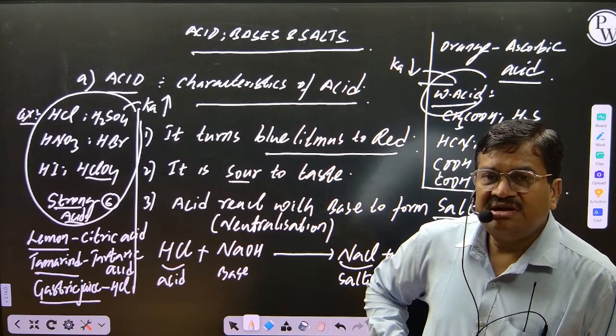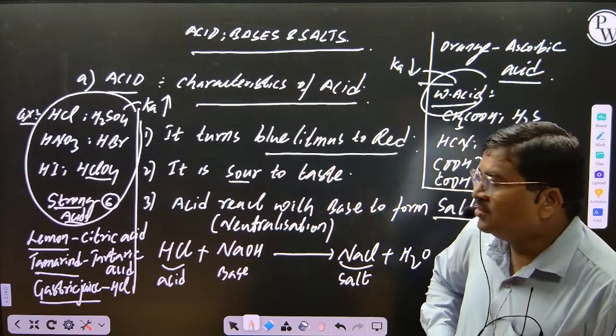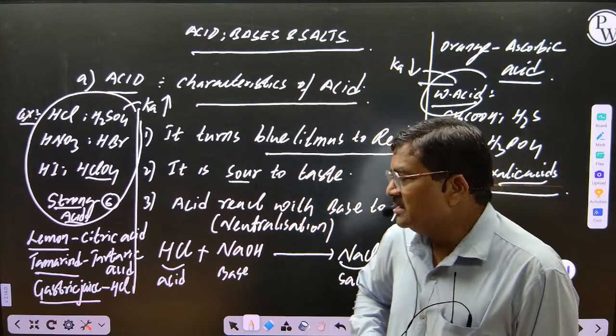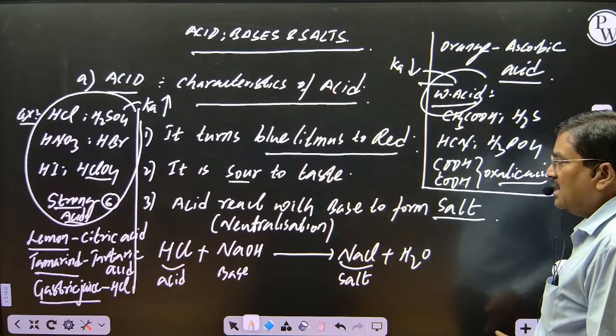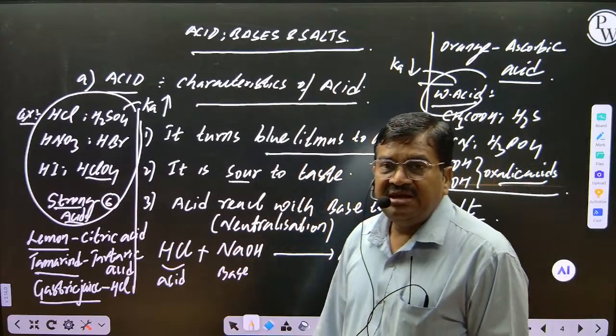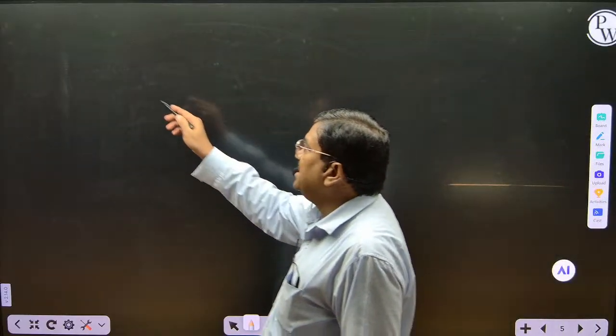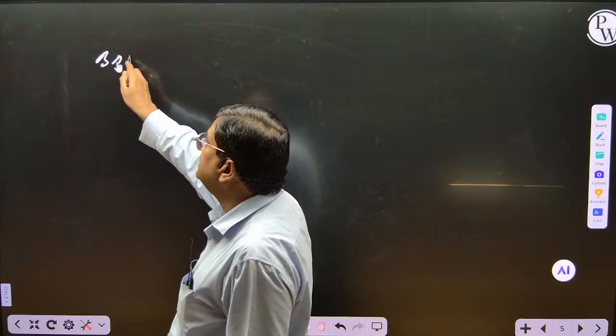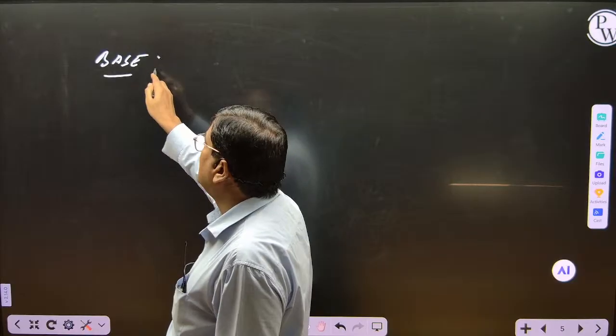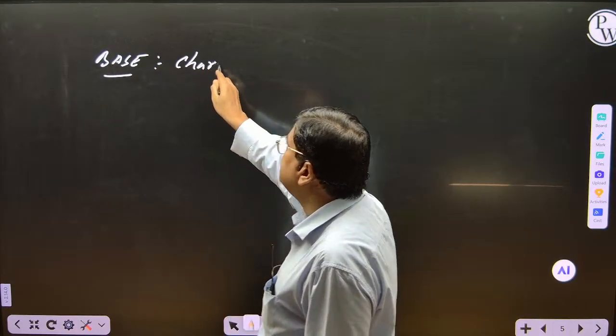Clear, students? Understood. Now we go for base, right? Copied all of you. Next, base. Now, what is base, students? How do you recognize base in the lab? Same way here also we have to study the characteristics of base.